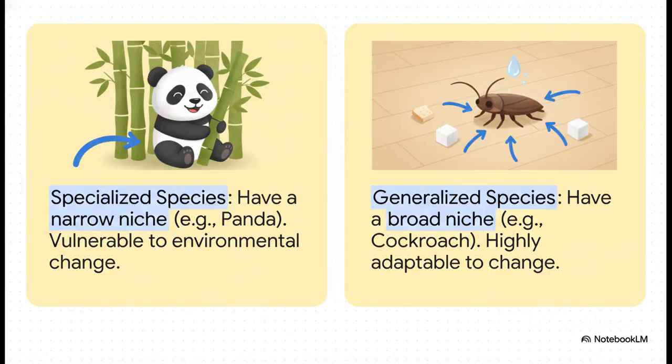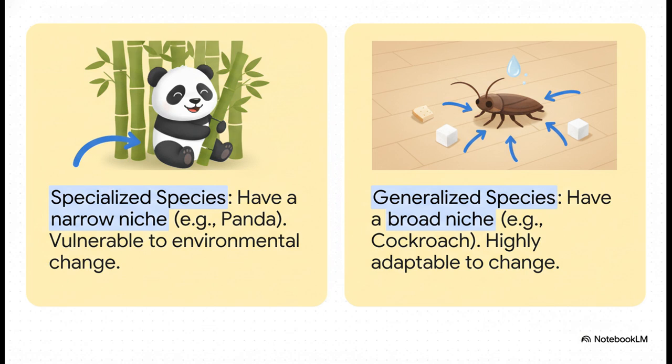And this process leads to two main survival strategies. On one hand, you have specialists. Think of a panda. It's become an expert at one thing, eating bamboo. As long as there's plenty of bamboo, it's golden. But if something happens to the bamboo forests, the panda is in big trouble.